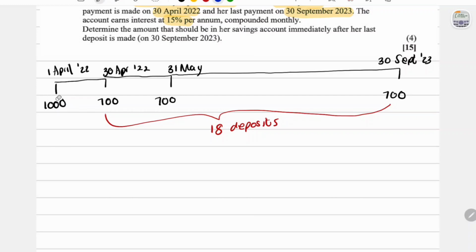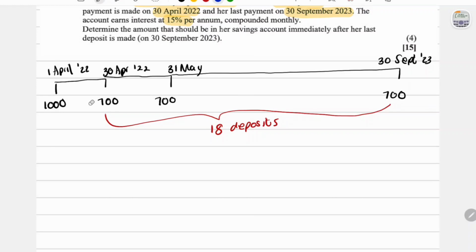So what we can do is actually look at the 1,000 as a separate investment. So that 1,000 Rand, how long will it stay in her account? Well, you're going to have to think about how long this account lasted. The last deposit happens here, right? 700 Rand, it's at the 30th of September. That's the last deposit.